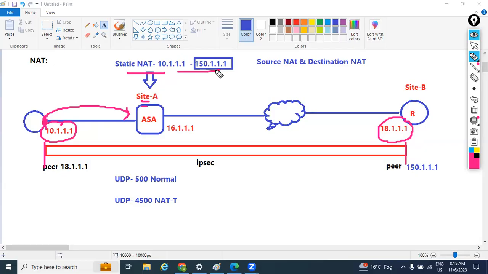Yes, guys, is this clear? I hope this is clear now. So this is all about the lab about NAT. We don't have any specific concept. This is just normal. If you know NAT and if you know IPsec, then it's easy for you.